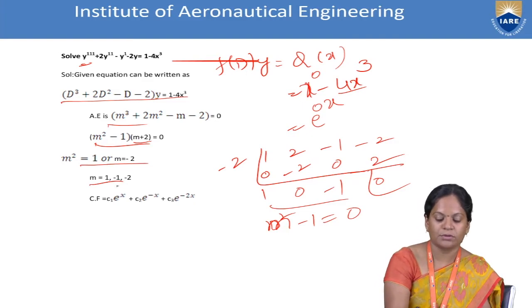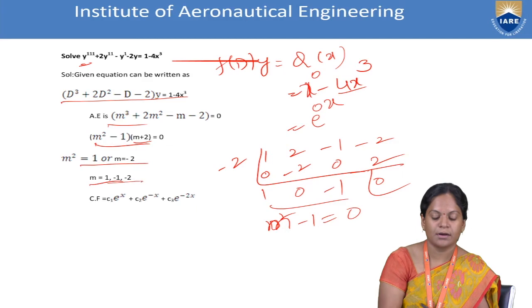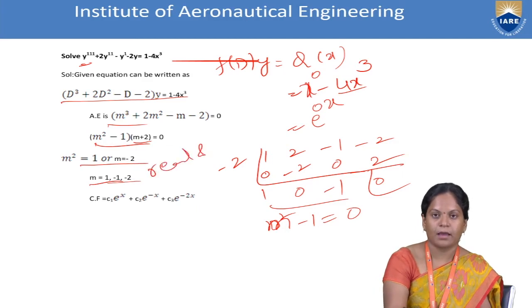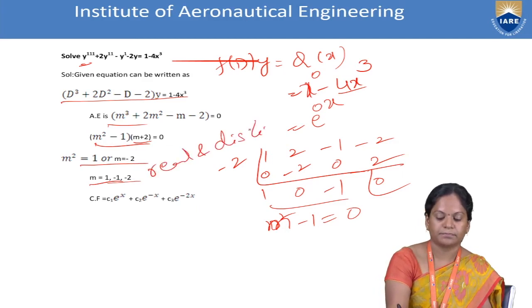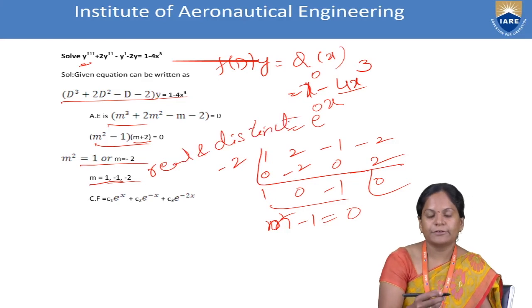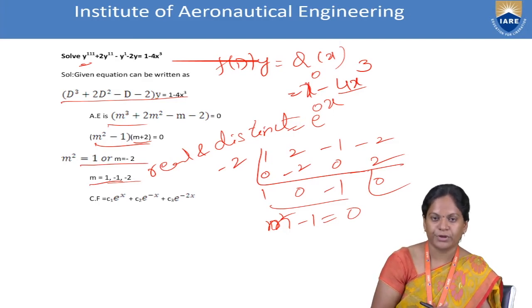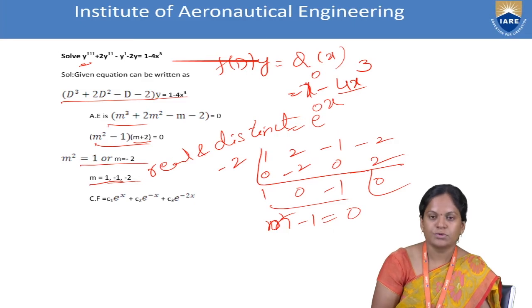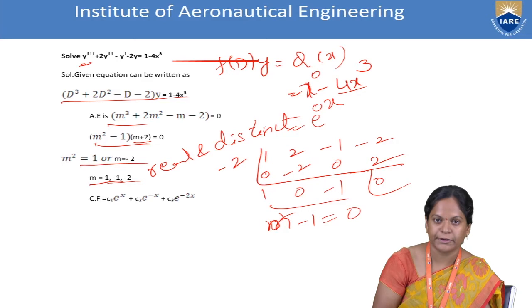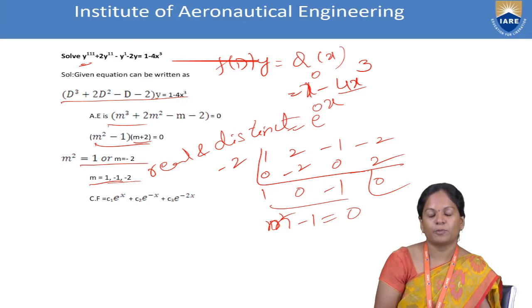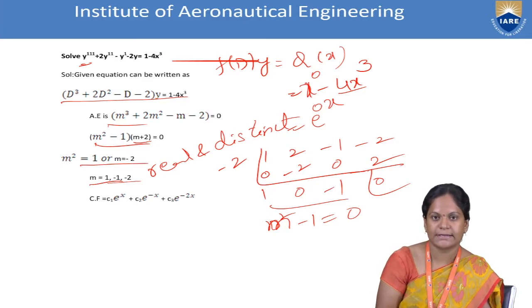So here we have three roots. The three roots are real and distinct. The given differential equation is a third order differential equation, so definitely we'll get three roots. The roots here are real and distinct. If roots are real and distinct, we have to write the complementary function. How can we write the complementary function if roots are real and distinct?